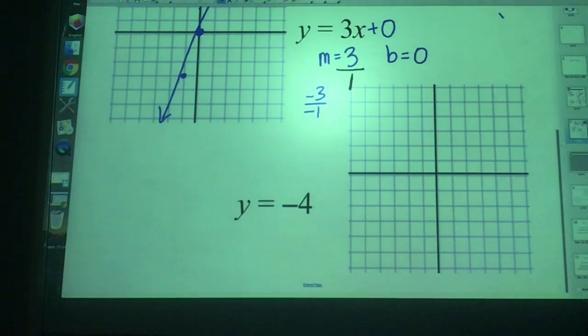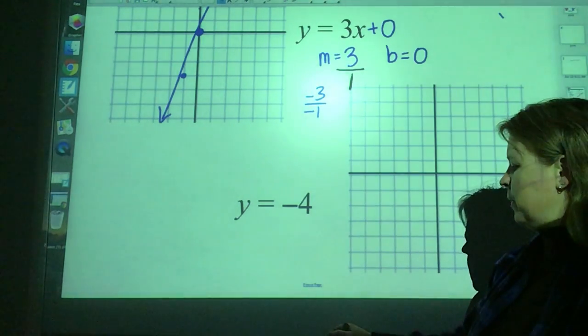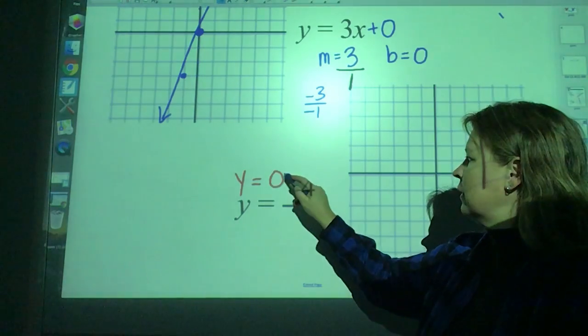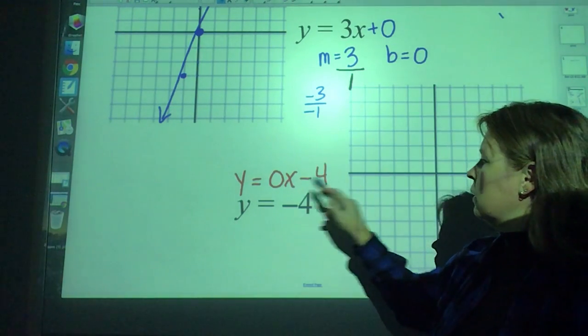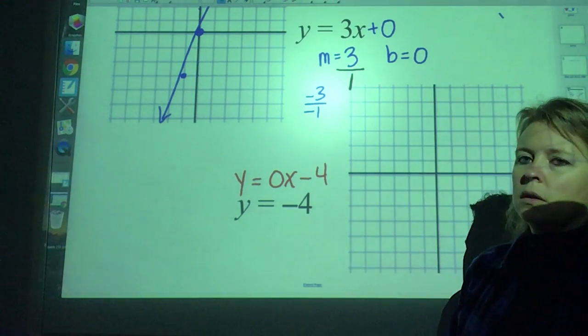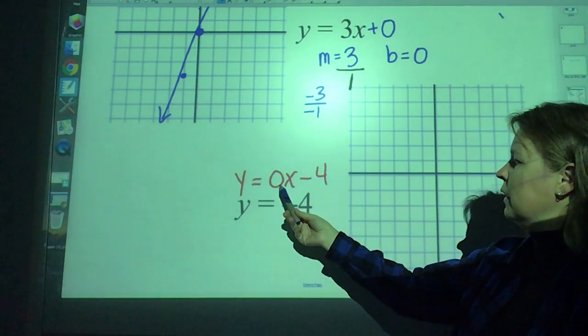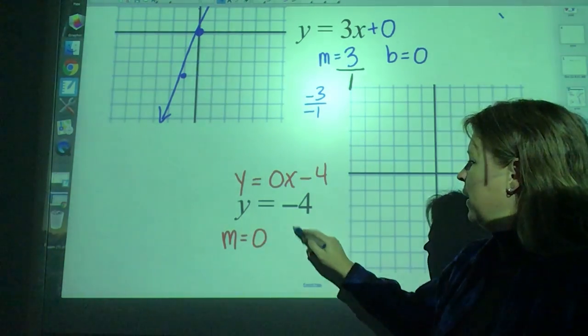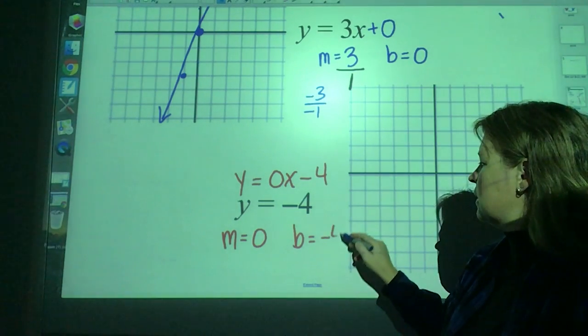Think you're getting the hang of this? And then I give you this problem. Y equals -4. And you're thinking, there is no m, there is no b. Which one is missing? They're both there. They're just not written because we don't need to write 0x if there is no x. Slope, in this case, is 0. Base is -4.